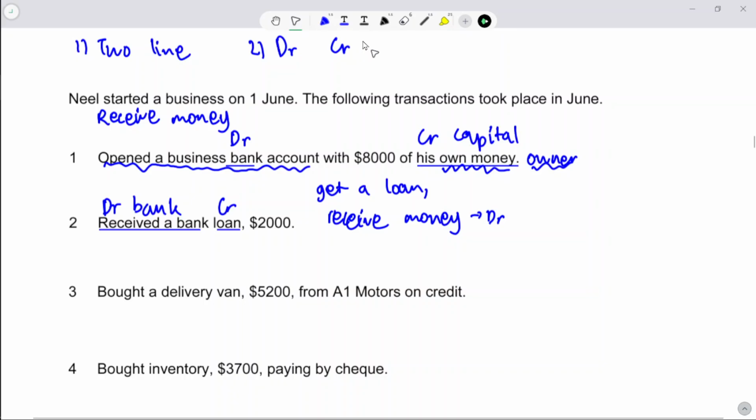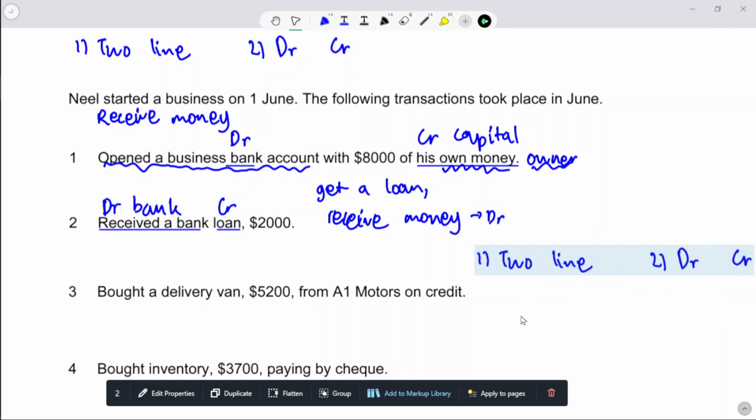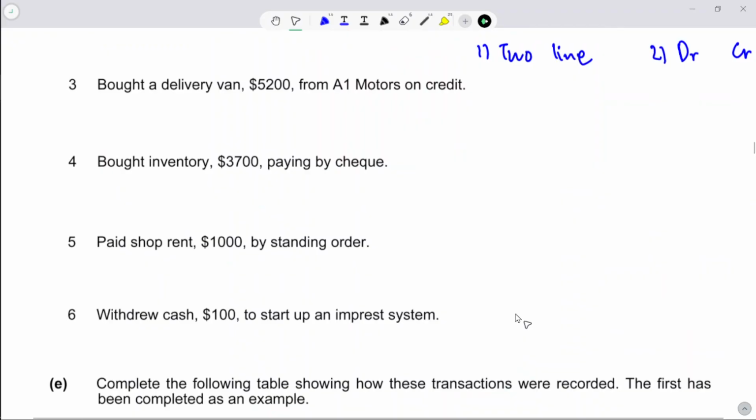Then let's go to line number 3. Don't forget the step. First step will be two lines. This is the item, right? So one line, and then A1 Motors. It's a name, so another line.